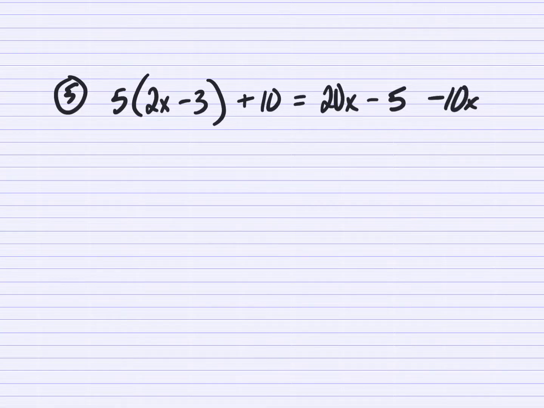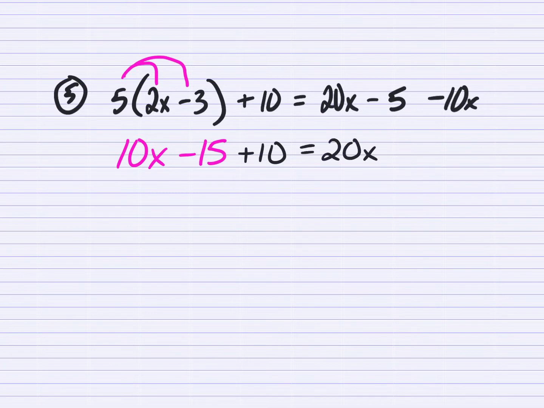All right, with problem number 5 here, I see the distributive property on the far left-hand side. So I'm going to do that first. 5 times 2x is 10x. 5 times negative 3 is negative 15. Now, I'm just going to bring everything else down because I'm not going to do anything with it yet.